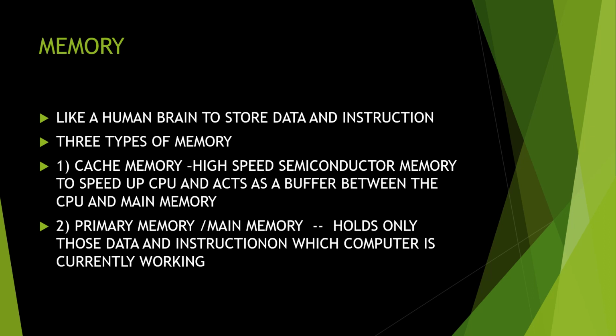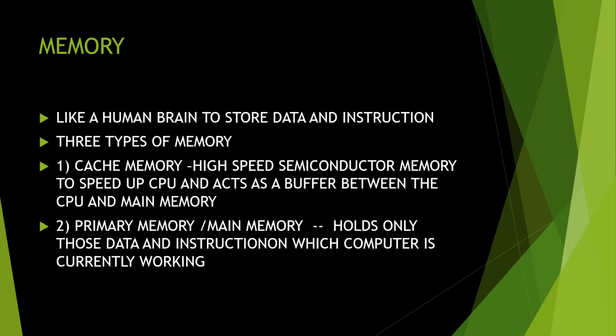First one is cache memory. You have heard about it. It is a high speed semiconductor memory. Its speed is very high. We know that when its speed is high, its storage is very less. So cache memory is a high speed semiconductor memory to speed up the CPU and act as a buffer between the CPU and main memory.